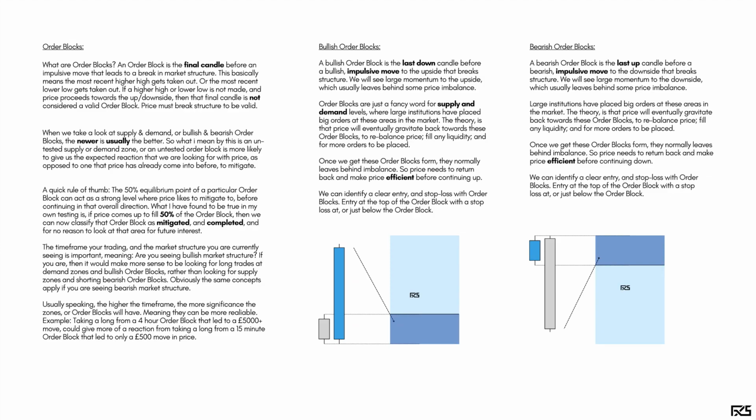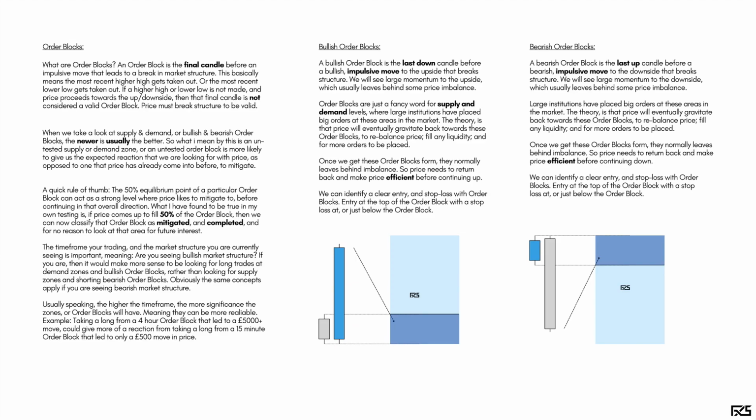So when we take a look at supply and demand, or bullish and bearish order blocks, the newer is usually the better. So the fresher the order block, usually the better and more significant it is to us. So what I mean by this is an untested supply or an untested demand zone, i.e. order block, is more likely to give us the expected reaction that we're looking for with price, as opposed to one that price has already come into before to mitigate. We may not see that reaction we're looking for, or it's less likely we will.